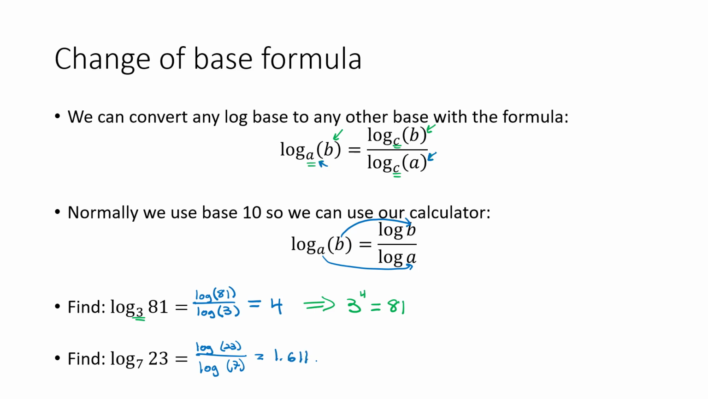And when I do, I get 1.611. I could check that by saying that really means that the base of 7 raised to the 1.611 power should be approximately 23. And again, I say approximately because I had to round. But if I type in 7 to the 1.611 power, I get 22.99, basically 23, only off by that rounding error. So that's how we can calculate logs on our calculator.